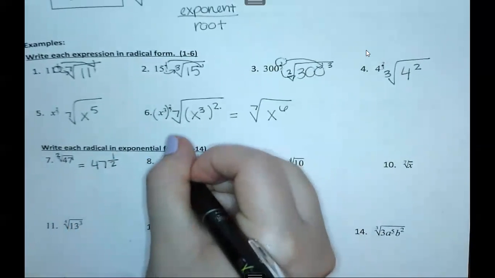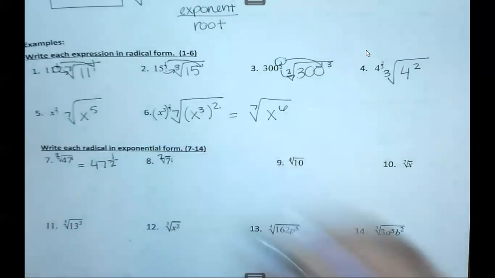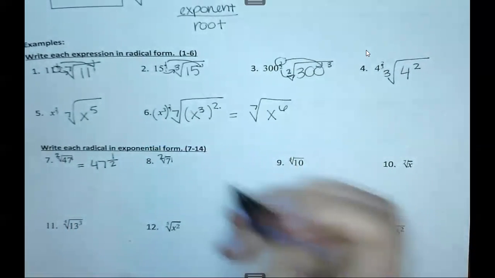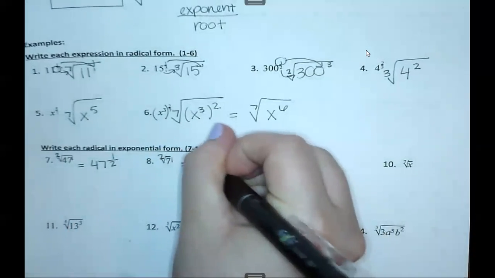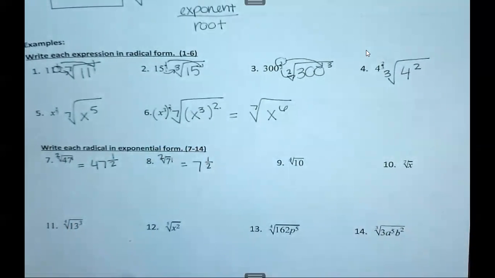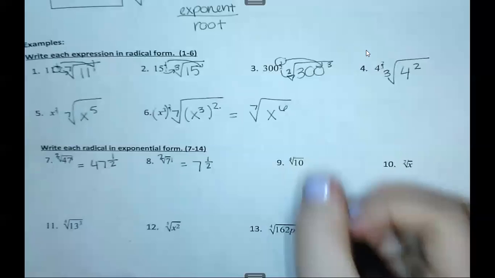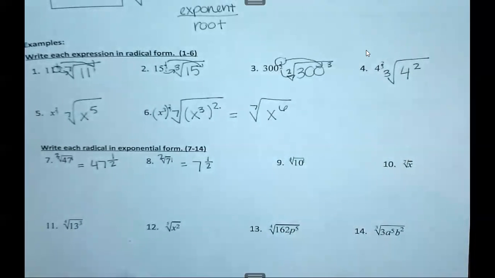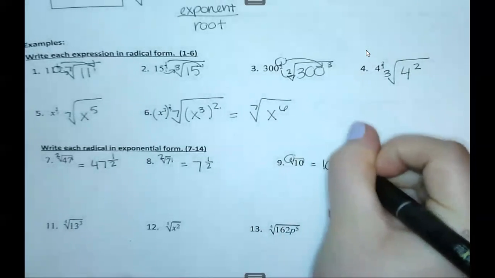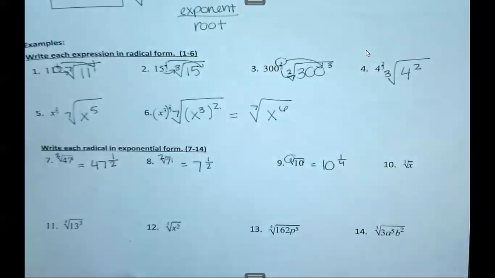On number 8, we also have no exponent or root written, so they're understood to be 1 and 2. So I have 7 to the 1/2. Okay, number 9. We have 10 with no exponent, so understood to be 1, but they did give us a root of 4. So I would rewrite this as 10 to the 1/4. On number 7, again, they did not give us an exponent, understood to be 1, but they did give us a root, so we have x to the 1/7.